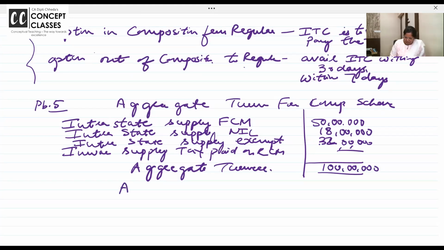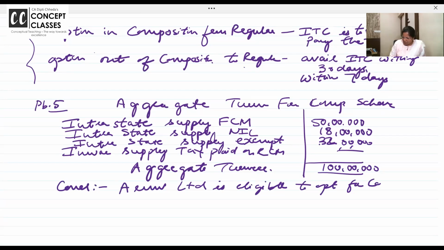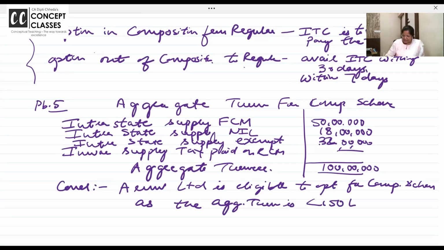Now write down our conclusion. Armor Limited is eligible to opt for composition scheme as the aggregate turnover is less than 150 lakhs. 3 out of 3 marks.